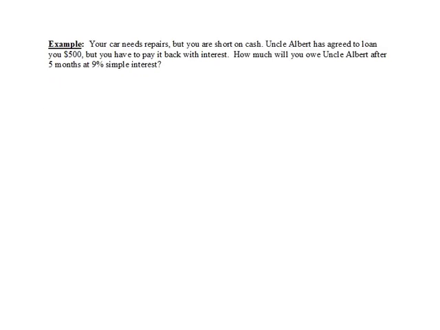Let's suppose that your car needs repairs, but you're short on cash. Your uncle has agreed to loan you $500, and he will have you pay it back with interest at 9% simple interest. And so if you see this, then that means an annual interest rate. If you see something referred to as a daily or a monthly interest rate, then that's what it is. If you do not see a time period written, then you assume that it is an annual interest rate.